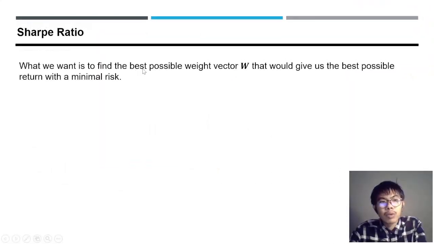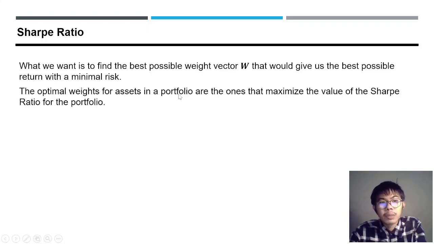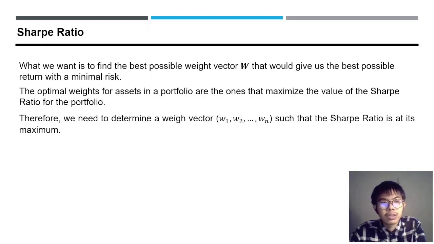Remember, what we want is to find the best possible weight vector that would give us the best possible return with minimal risk. The optimal weights for assets in a portfolio are the ones that maximize the value of the Sharpe ratio for the portfolio. Therefore, we need to determine a weight vector such that the Sharpe ratio is at its maximum.